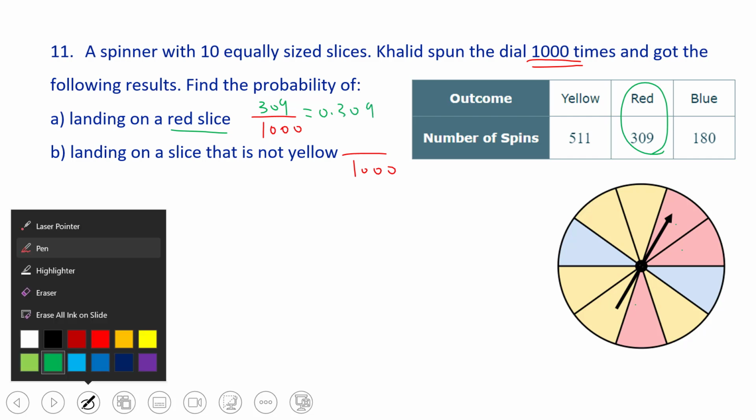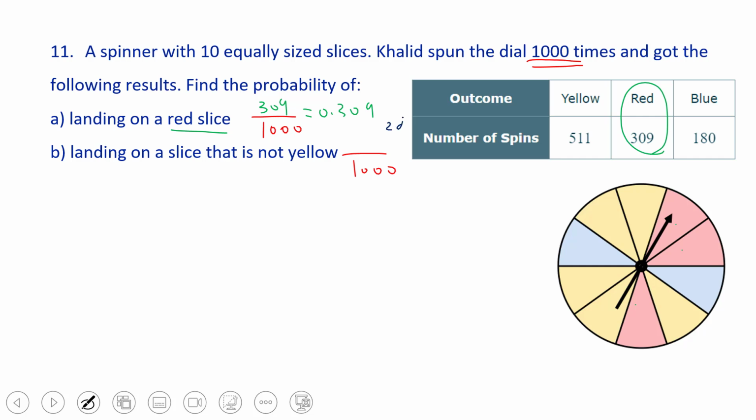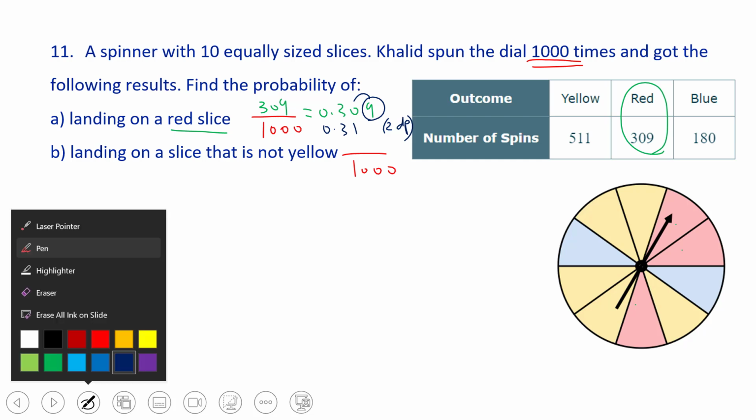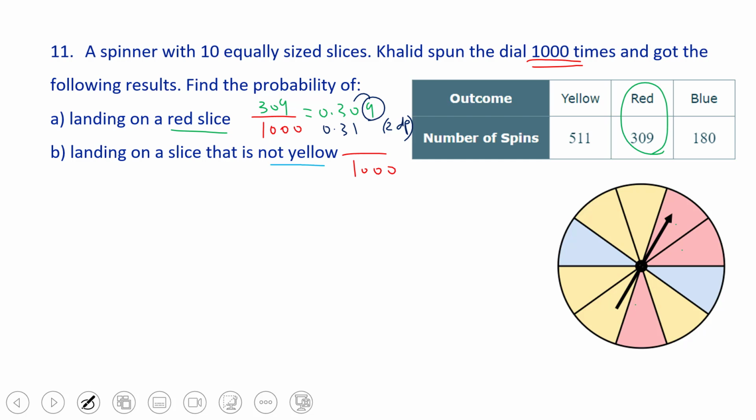If he's asking you to round it to 2 decimal places, this digit is more than 5, so you can add 1 to the previous one, so it will be 0.31. Catch it? Yes. Not yellow could be red or blue. So I can add the red plus blue, which is 489 over 1000, which is 0.489.